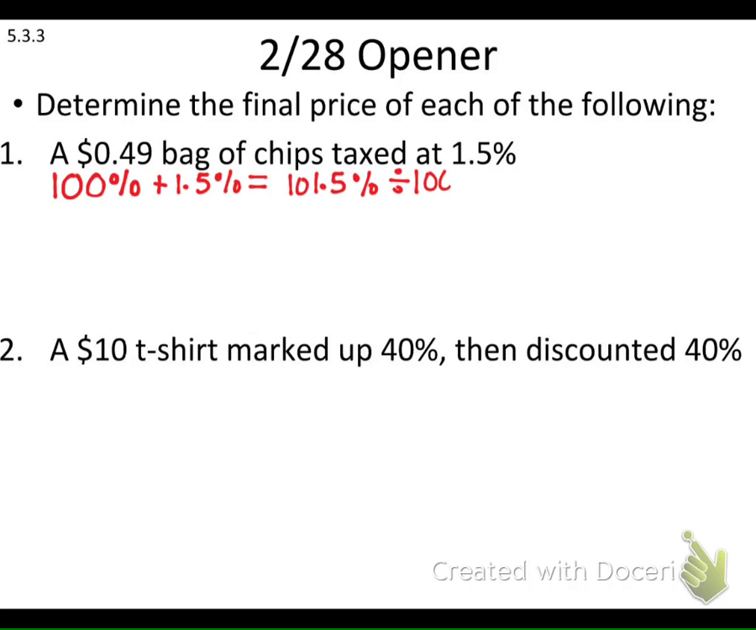When you divide this by 100, Jemiah, what do you get? 1.015. And what's this number called? A multiplier? Yeah, multiplier. We're going to circle that. We're going to need that. Okay? Our final step then tells me to do what, Nick?